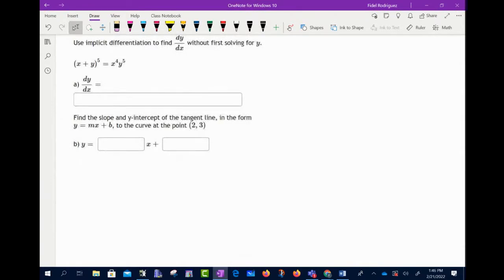Okay, so let's take a look at the next one here. We're going to go super slow here, y'all. Look what we have inside. We have x plus y to the fifth equals x to the fourth, y to the fifth. Okay, so we're going to use the chain rule here. We're going to go real slow.